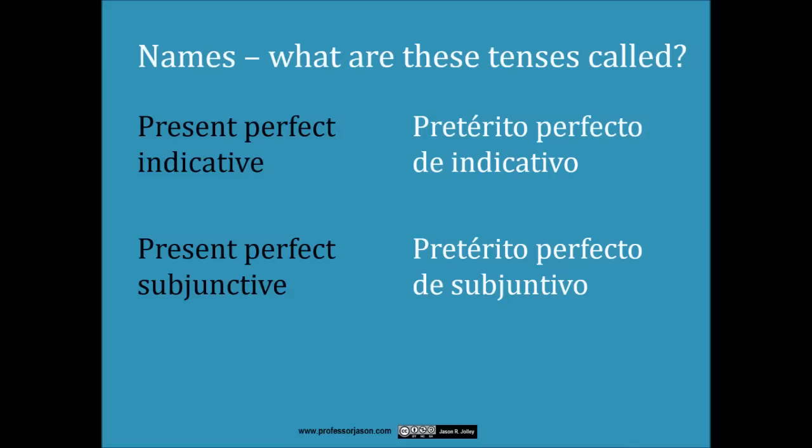Alright, just a momentary pause to talk about names or terminology. I've already referred to the present perfect indicative, or the regular present perfect, if you will, and the present perfect subjunctive, which is the focus of this lesson. In Spanish, these would be called el pretérito perfecto de indicativo or el pretérito perfecto de subjuntivo. So I think it's important to know what these tenses are called. If you wanted to Google it in Spanish, for example, you'd want to look for pretérito perfecto de subjuntivo. But we're focusing today on the present perfect subjunctive.